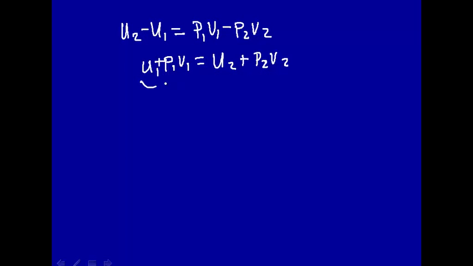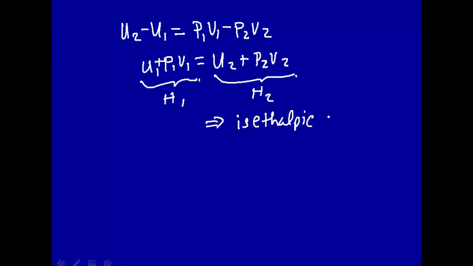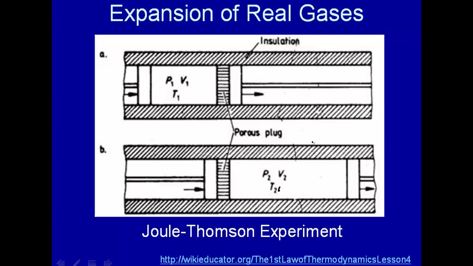This is the enthalpy on side 2. Enthalpy does not change. So this implies that that particular experiment is done under isenthalpic conditions. Isn't that interesting? Okay, so this is an isenthalpic process, squeezing this, and then making it come out here at a different pressure, different volume and temperature. That's kind of interesting.